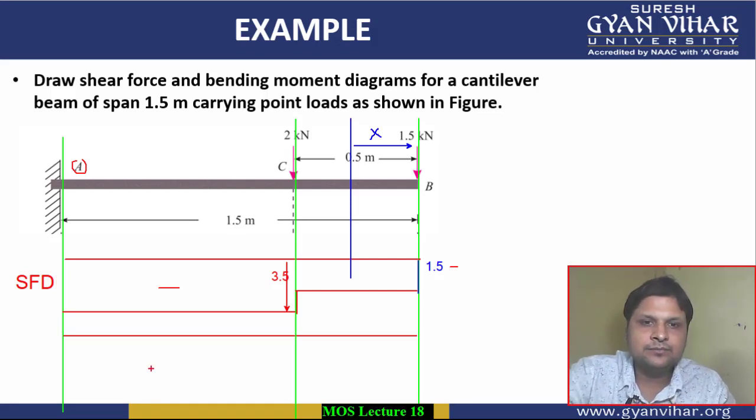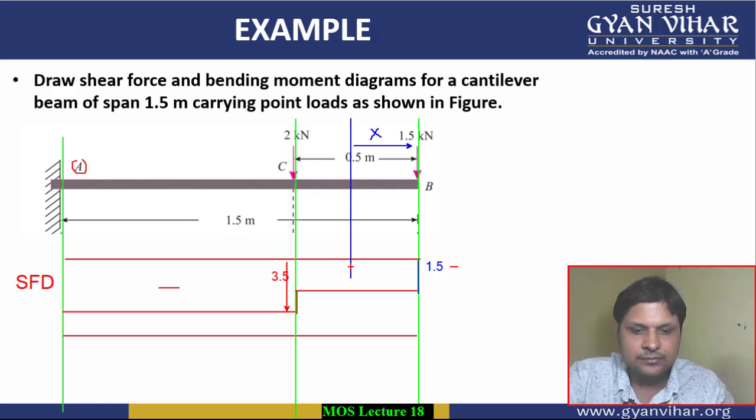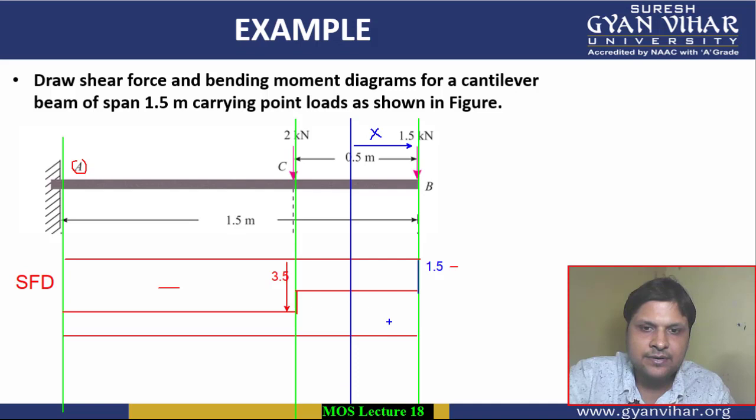Coming to the bending moment diagram, again we will do the same thing. The section which we have made is here, for example, and let its distance be x from point B. Now we all know how bending moment is calculated. It is equal to the force into the distance. So what does the bending moment equation become?